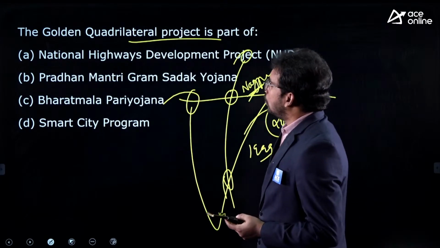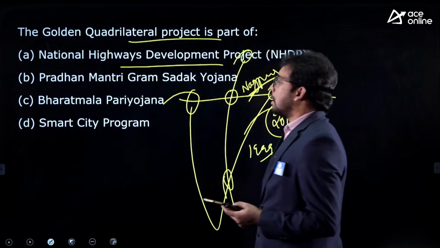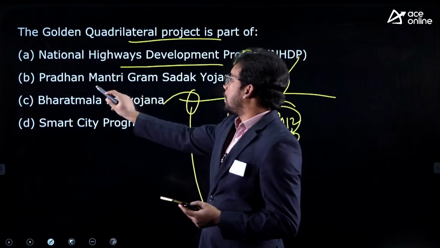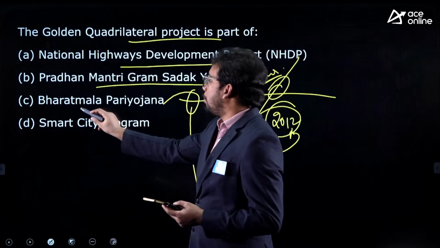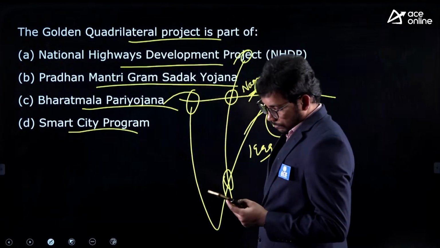So now, which authority was established? Under which project was it established? National Highway Development Project, Pradhan Mantri Gram Sadak Yojana, Bharat Mala Pariyojana, Smart City Program.